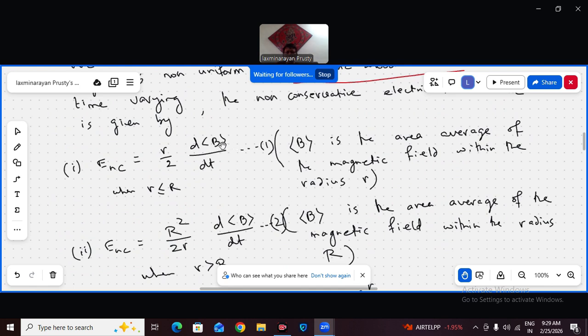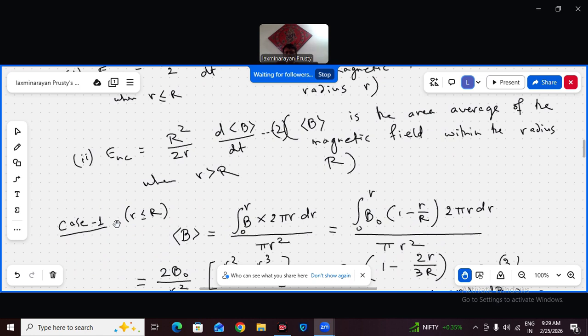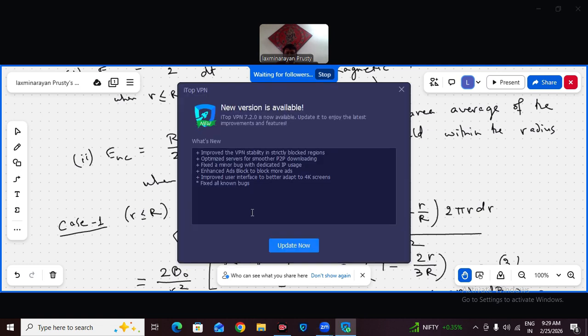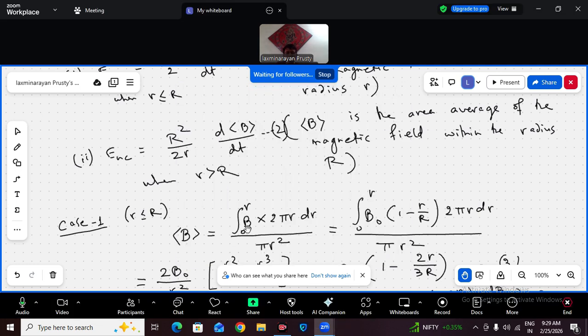This is the average value of B within the radius smaller r, when r is less than capital R. These are the two things you must know from your basics of electromagnetic induction in a time varying magnetic field situation. So case 1, r less than R: B average is the integral of B into 2 pi r dr, 0 to small r, divided by pi r square.